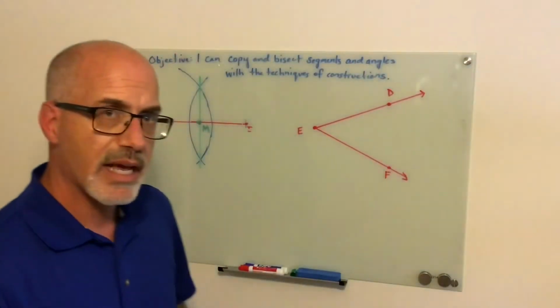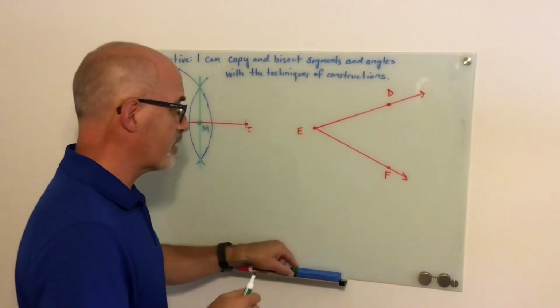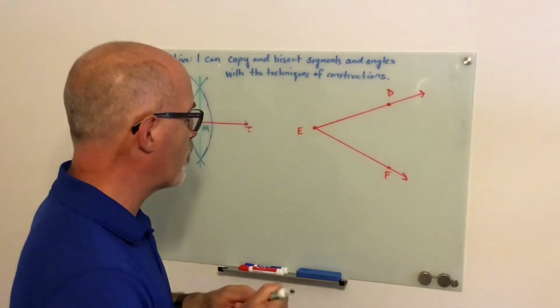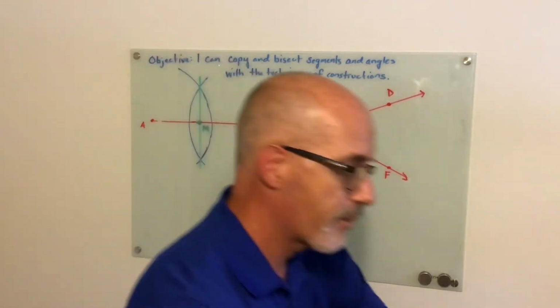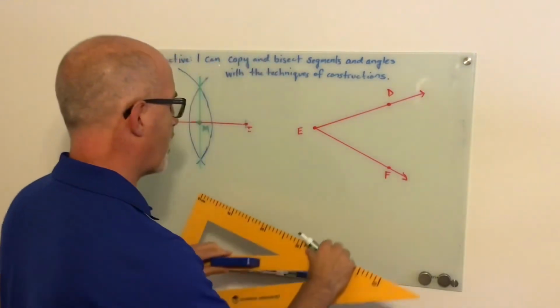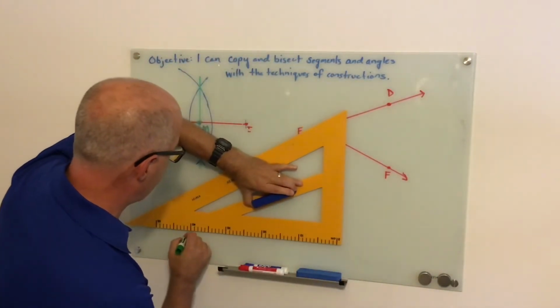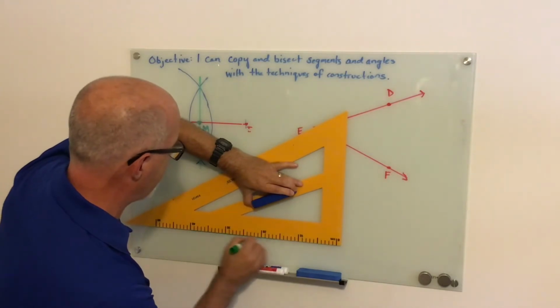Let's use the same ideas, and we're going to do that now with an angle. I want to copy this angle over to a new angle. So what I want to do is I'm going to start off by coming and drawing again just a common ray here.